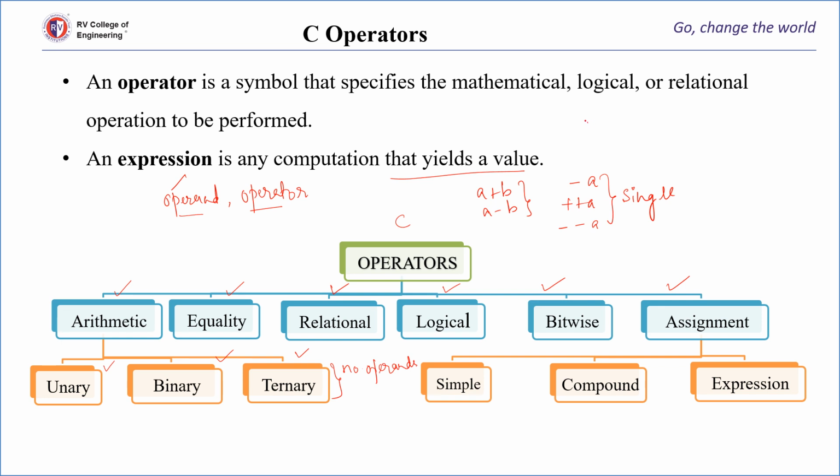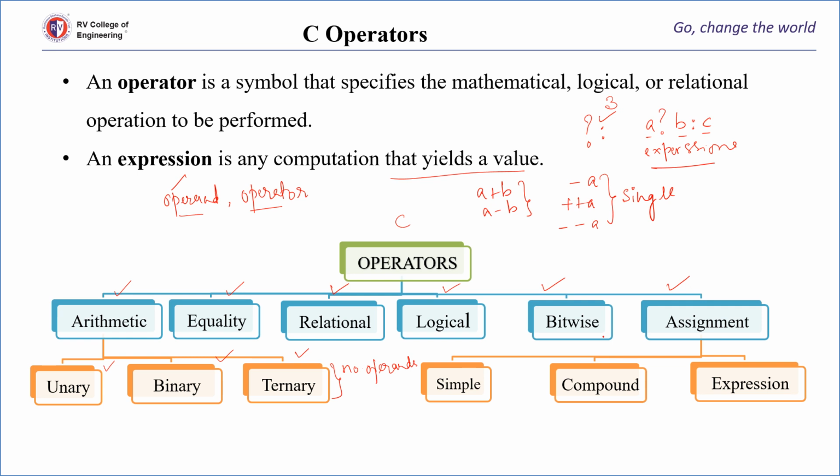For example, this operator, we also call it a conditional operator, like a ? b : c, where a, b, and c can be expressions. So basically this operator takes in three operands, and hence the name ternary operator.